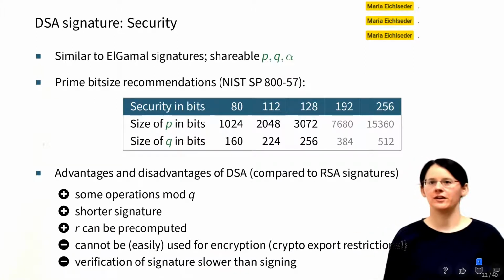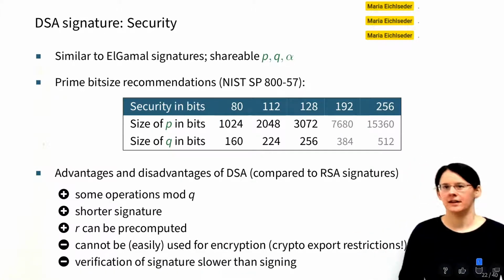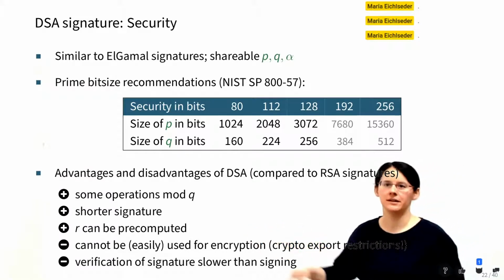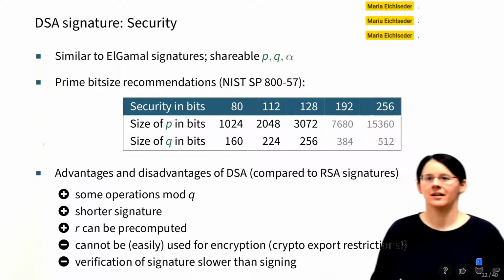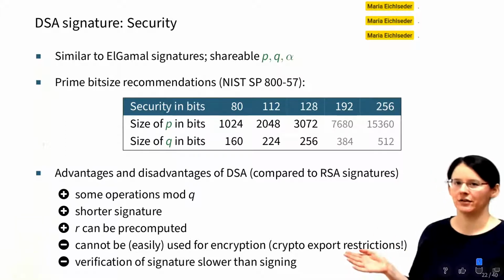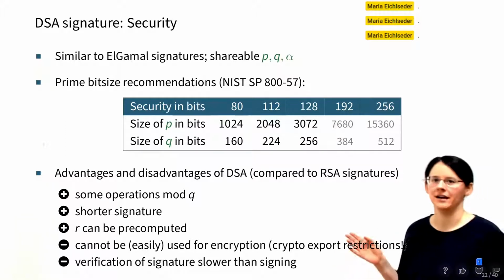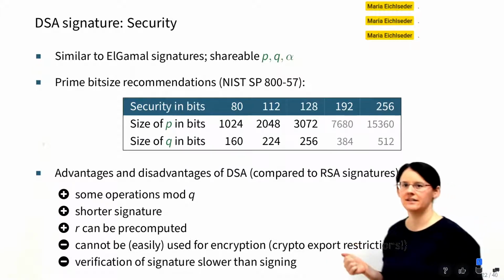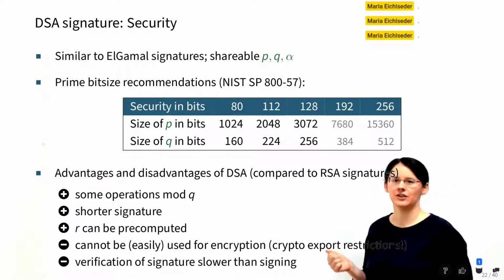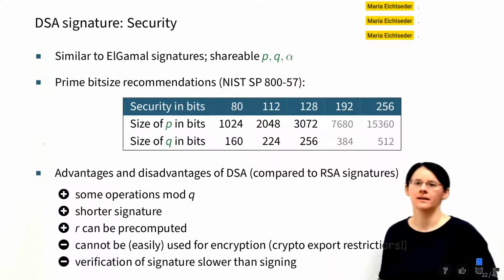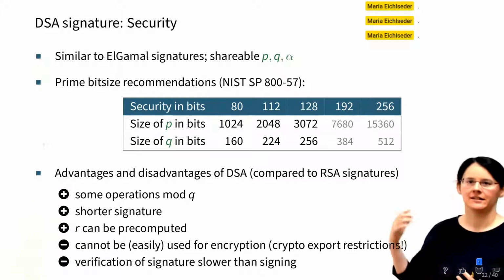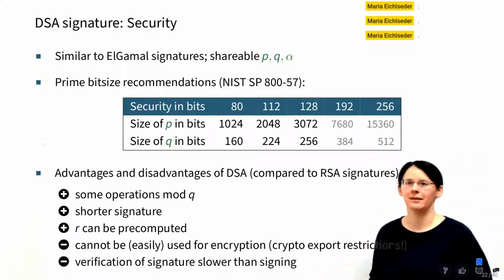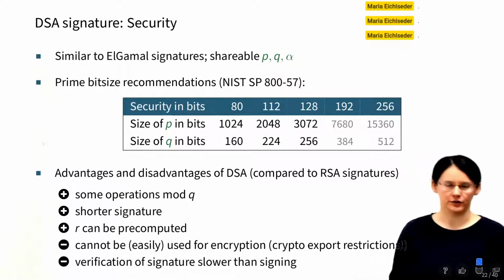This modification also has some other advantages. In particular, some of the values can be pre-computed before actually seeing the message. And something that I would say is a downside, but that people at the time found to be an advantage, is the fact that this DSA scheme cannot be easily changed into an encryption scheme. So unlike RSA, where the signature and the encryption scheme are very, very similar, this is not the case here. So you can't easily make DSA into an encryption scheme.